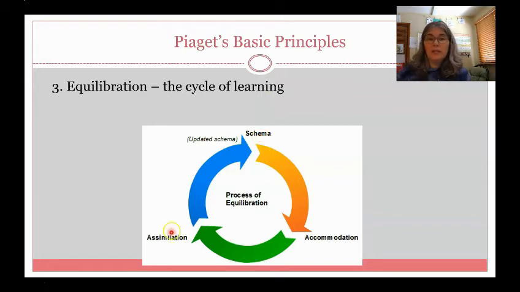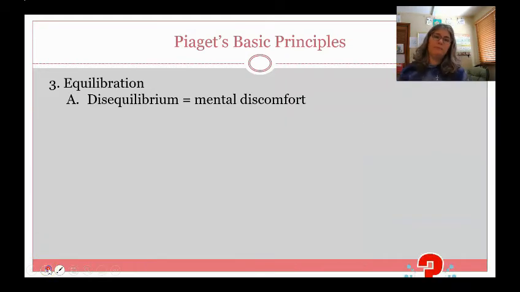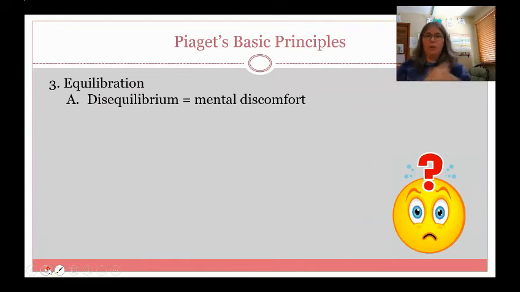Well, basically you start with assimilation, you update your schema, you use accommodation. It's this whole cycle of learning, and I want to break it down to try to make more sense of it than this simplistic photo does. So, what are the steps of equilibration? It typically starts with what we call disequilibrium.